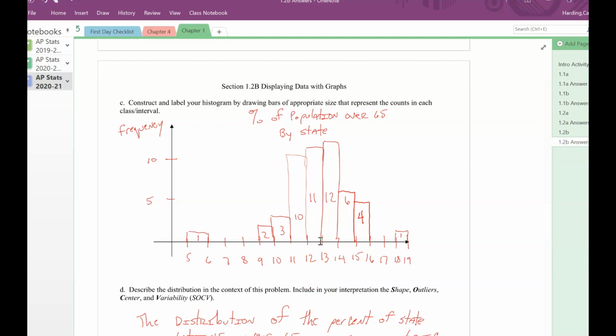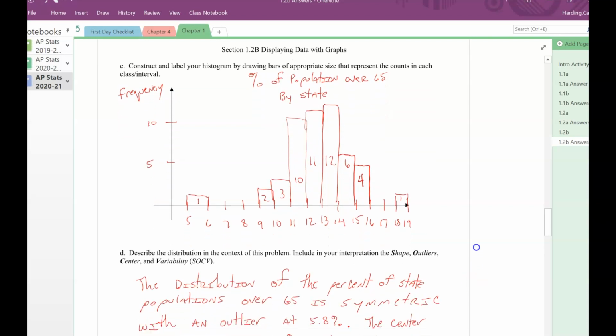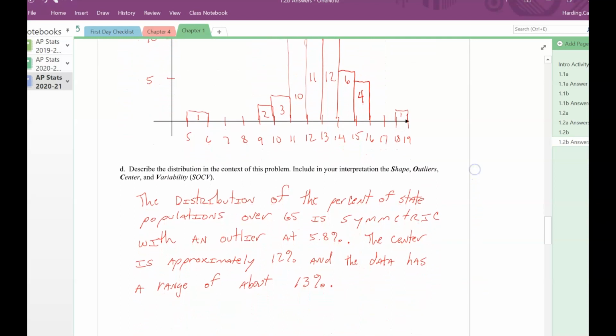Now, these are all things that you're thinking in your mind, but when you go to make your write-up, be sure that you're always including context. So you need to be sure that you're talking about the percent of states' population over 65. And you can read the write-up here at the bottom. The distribution of the percent of state populations over 65 is symmetric with an outlier at 5.8%. Center is approximately 12%, and the data has a range of about 13%. That includes all the key components: the shape, the outlier, the center, the variability given by the range, and then it is also written in context.